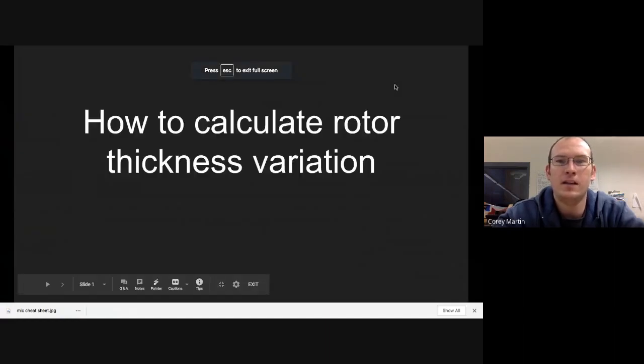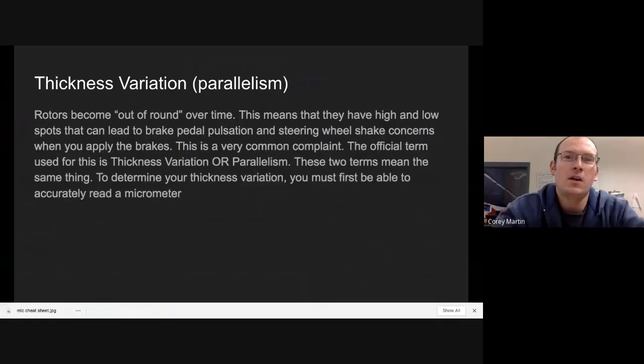So, how to calculate rotor thickness variation. Number one, what is rotor thickness variation? So thickness variation is also referred to as parallelism. Depending on what text you're reading, what test or quiz you're taking, it may be called both of those things. So you might see one question in regards to thickness variation, and then 3 or 4 questions down see something about parallelism. They're the same exact thing.